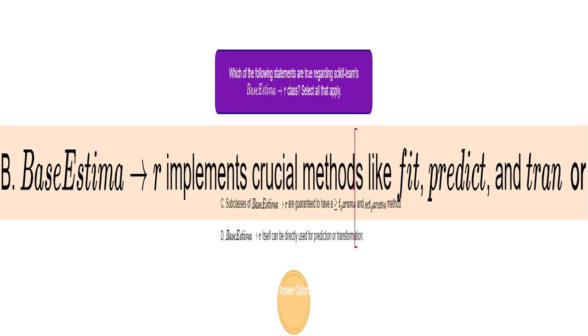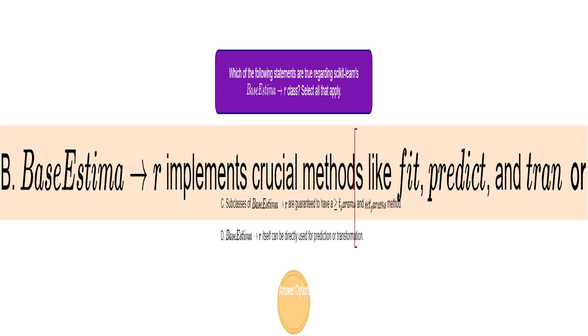This statement is about whether base estimator itself directly handles fit, predict and transform. I want to tell you that these are not directly implemented by base estimator. They're implemented by specific types of estimators, like classifiers or regressors, which inherit from base estimator. Base estimator only provides the structure for them.